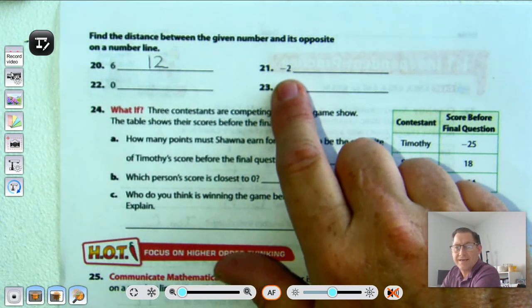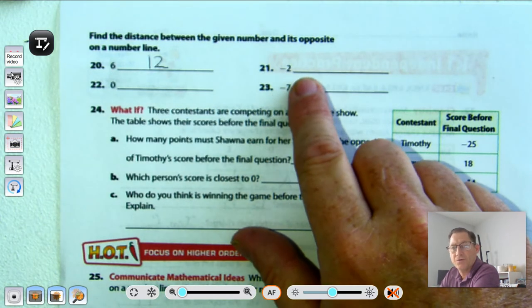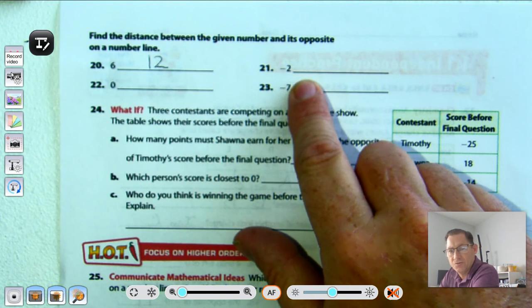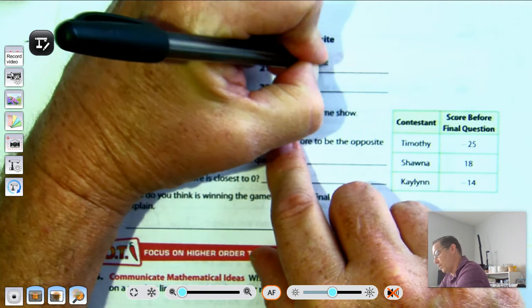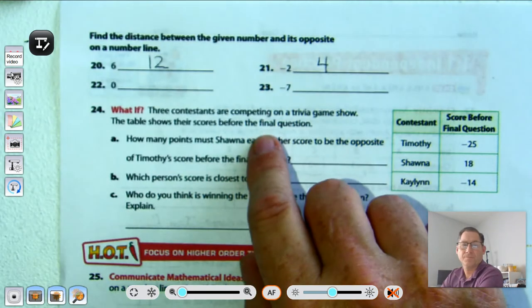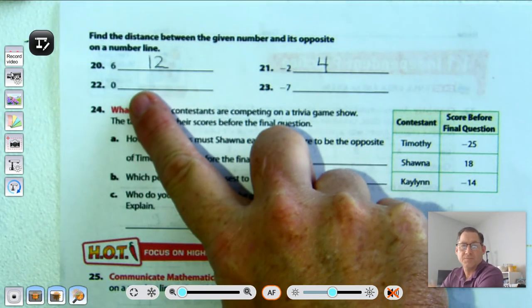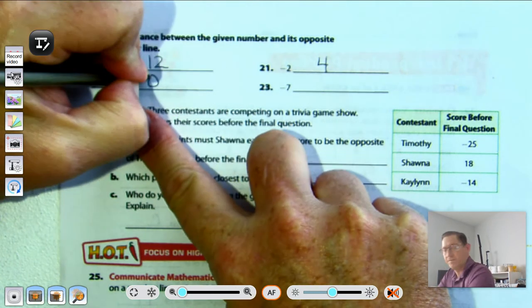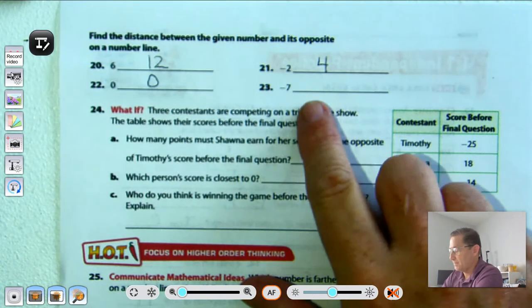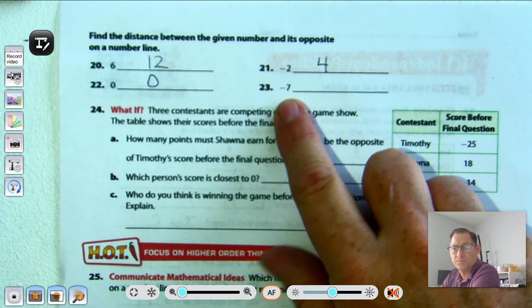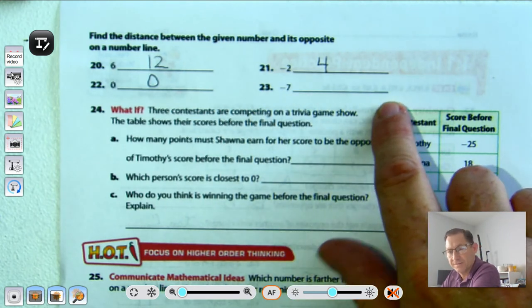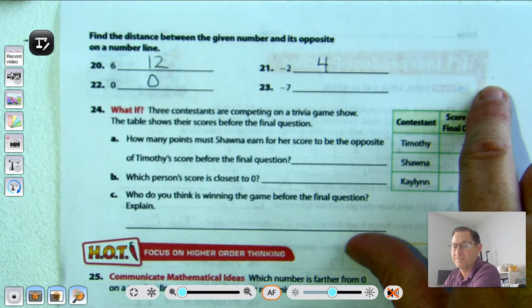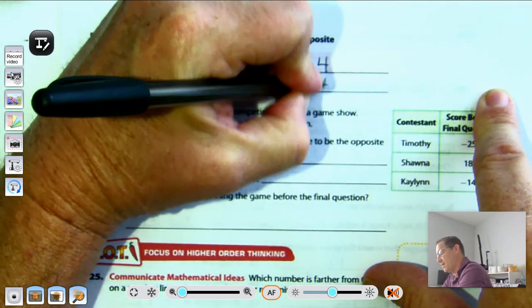So if we start at -2, we have to go 2 units to the right to get to 0, and then 2 more to get to +2. So 4. The opposite of 0 is 0, so we don't have to move. So -7, we're going to go 7 units to the right to get to 0, and then 7 more units to get to +7, so 14.